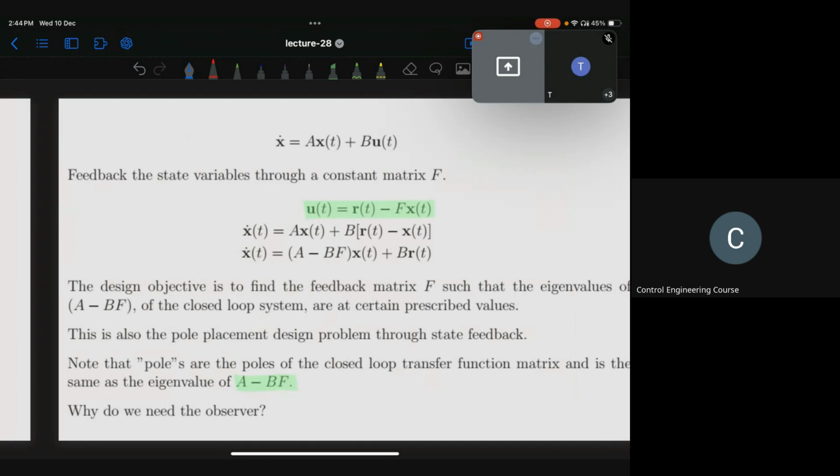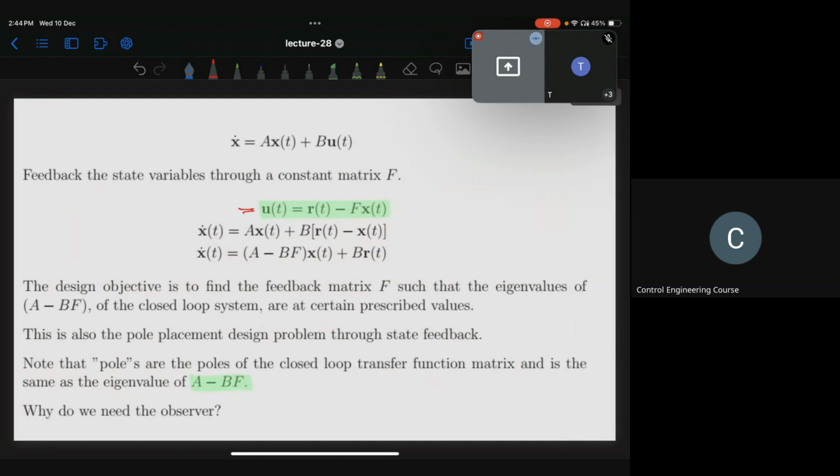As I said, the input is r of t minus F x of t. If you substitute u of t in this expression, these are the closed loop dynamics. Here, this is called the closed loop A matrix. What is our requirement for the closed loop system to be stable? The eigenvalues of this A_CL must be negative. Then only the system goes to stability.